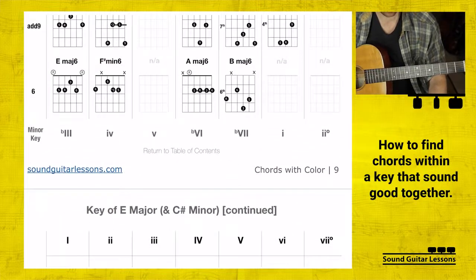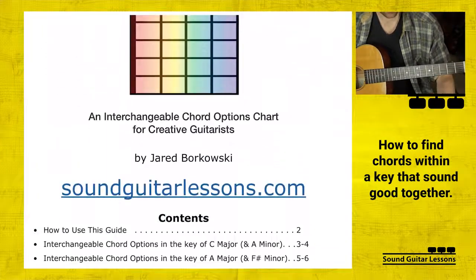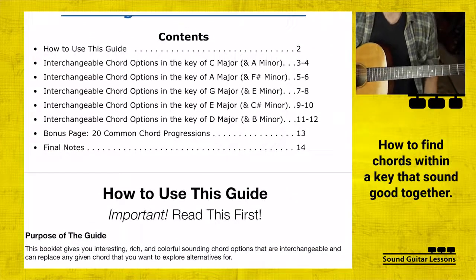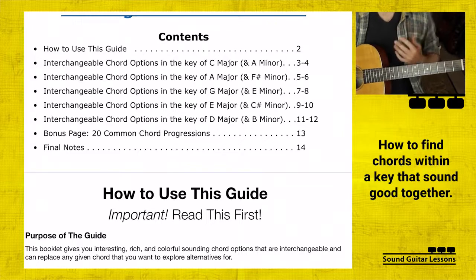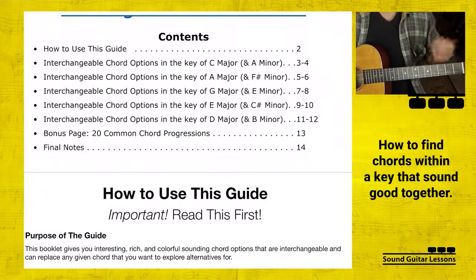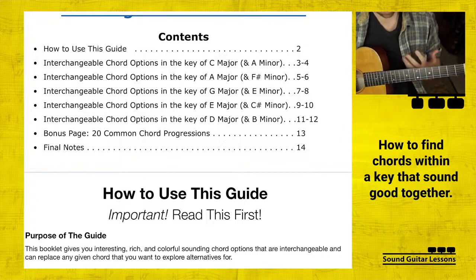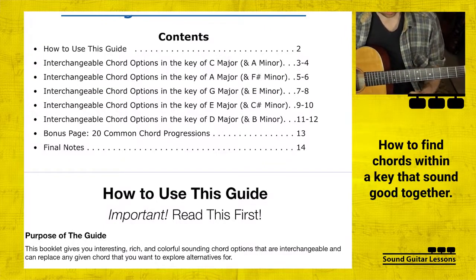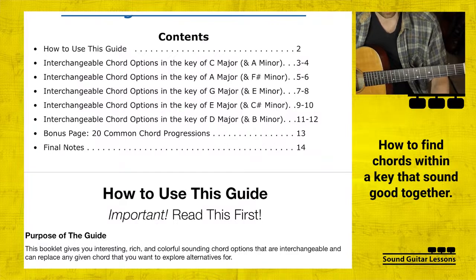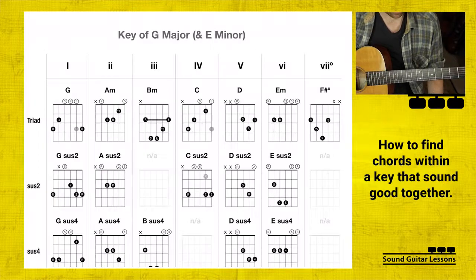So let me go back to the table of contents. Every major key has a relative minor key, and every minor key has a relative major key. So when you're playing in a major or minor key, they share the same key signature. They share the same collection of notes, essentially. So let's go ahead and go to G major and E minor, because we say, hey, what if we want to play in E minor?